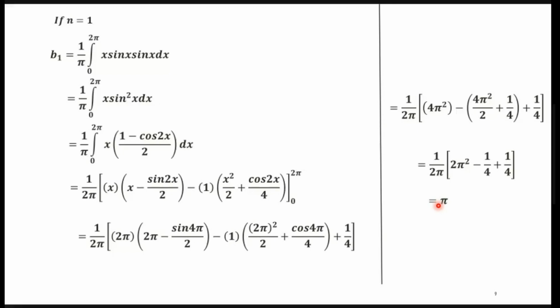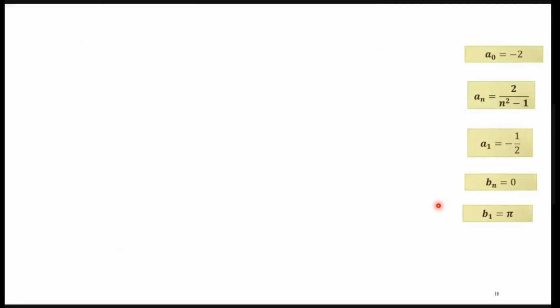In the final Fourier series, f of x is equal to substituting A0, An, Bn, A1, B1. These are the values which we have got. Bn 0, B1 pi, A1 minus half, An is 2 upon n square minus 1, and A0 is minus 2. Substituting. Now, here we have n is equal to 1 to infinity.